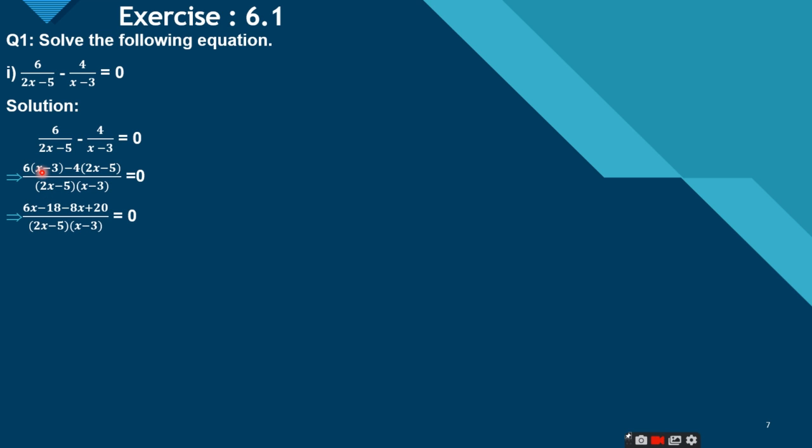Now in the second step we just solve the numerator. 6 multiplied by x, 6x, plus minus minus 6 3s are 18, minus plus minus 4 2s are 8x, minus minus plus 4 5s are 20, and write the denominator as it is.